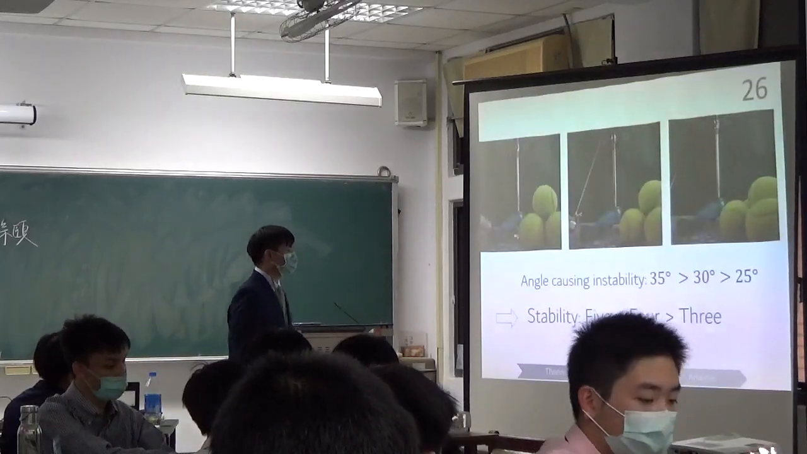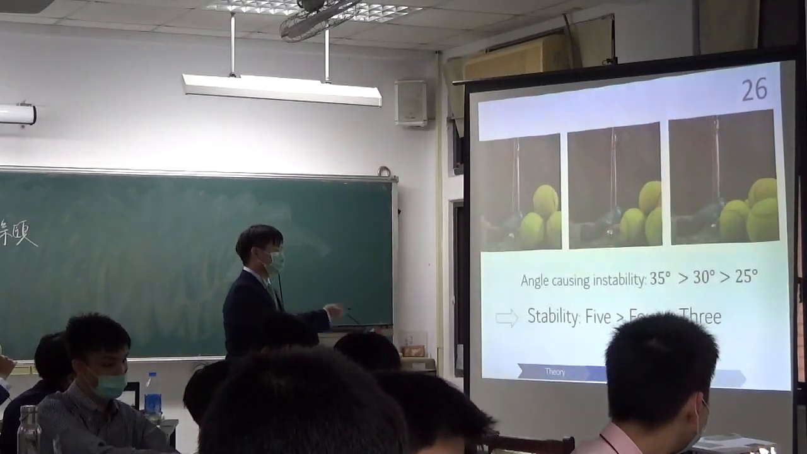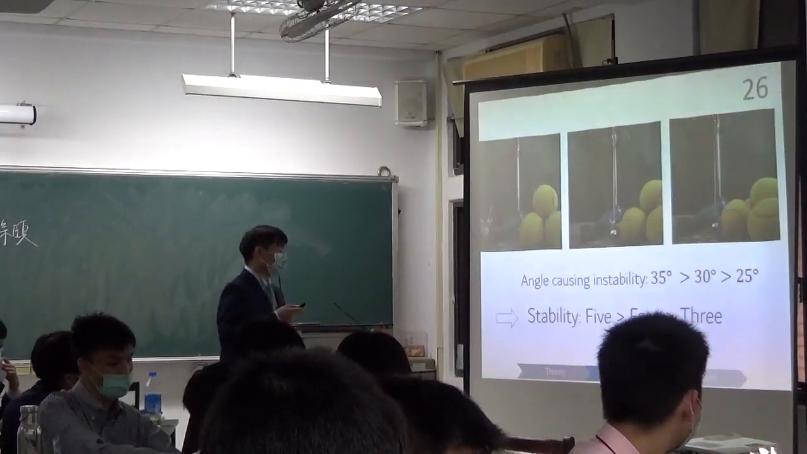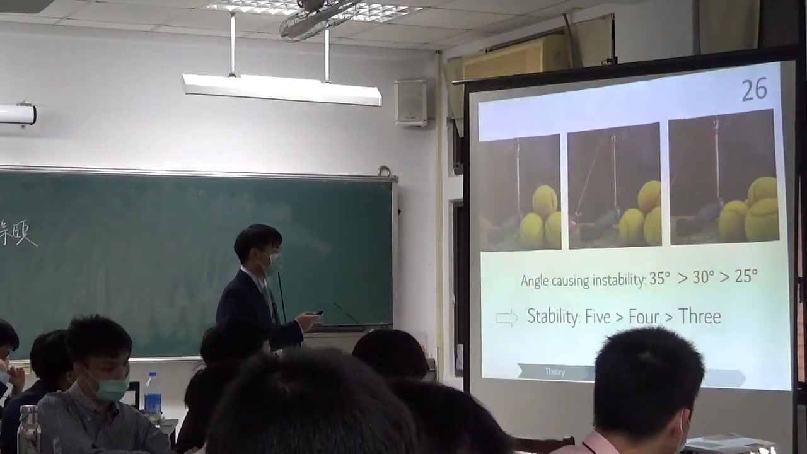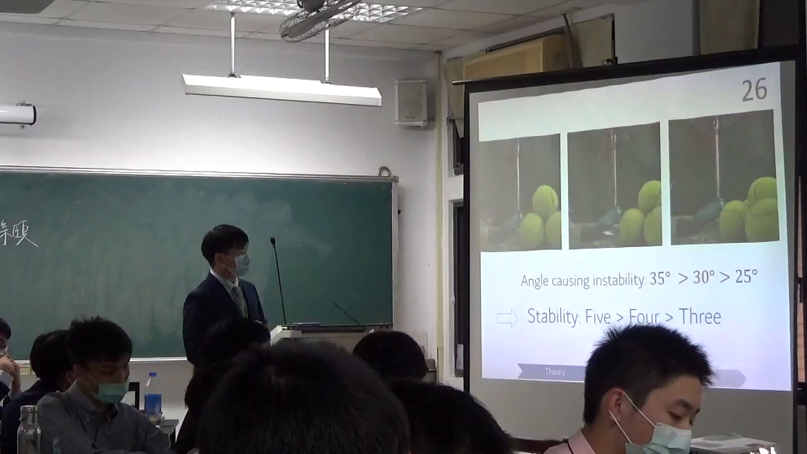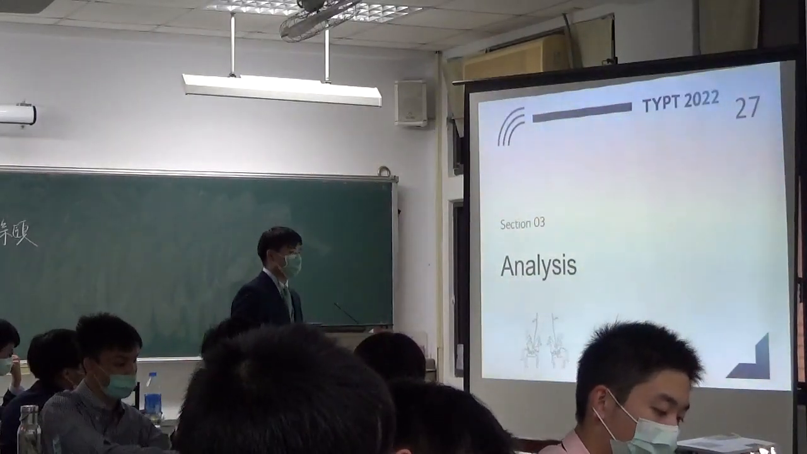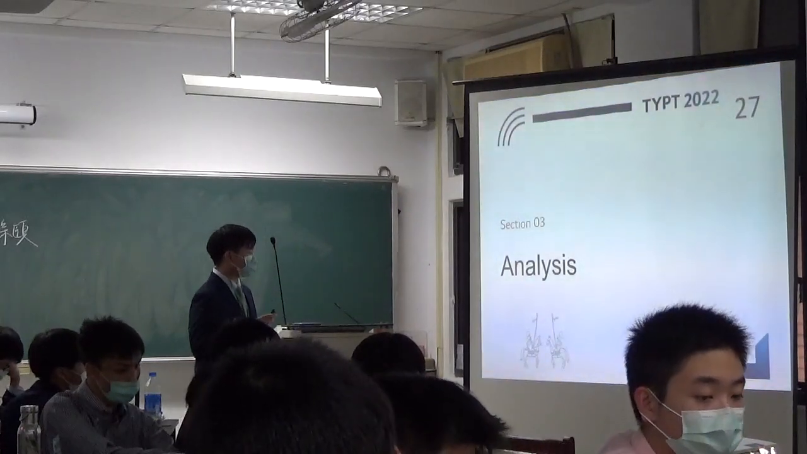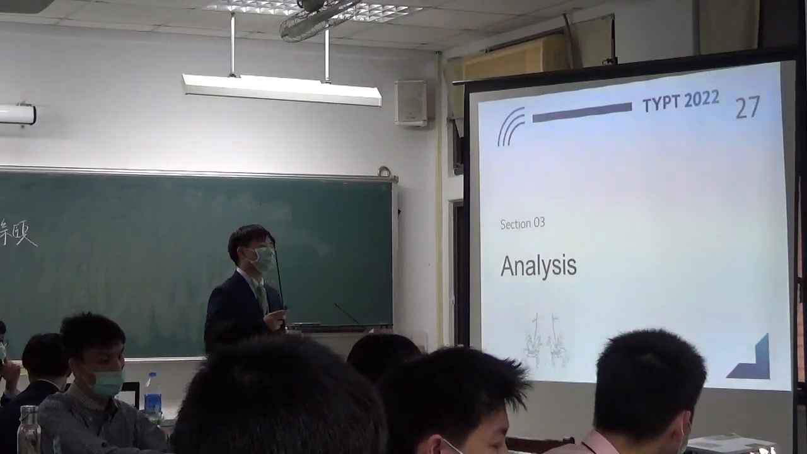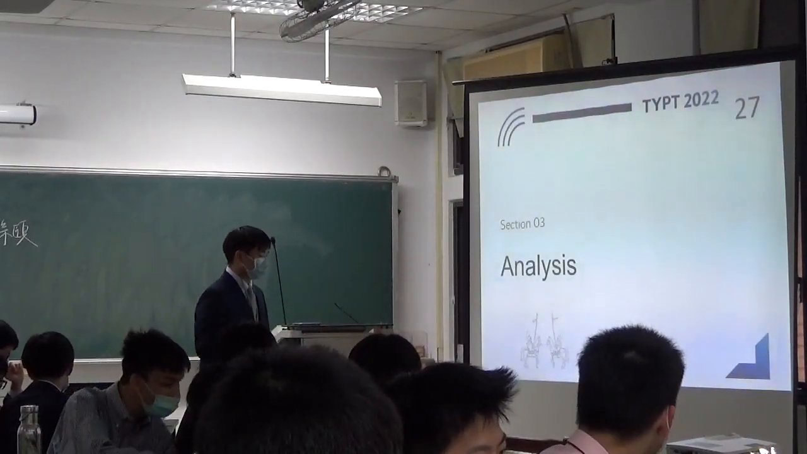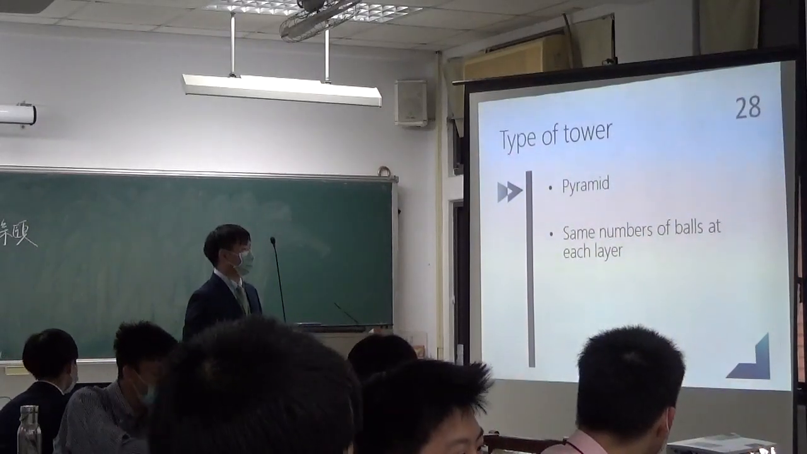So we can know the most stable tower, or basic tower, is the one with 5 balls on the bottom. And next is my analysis. In my analysis, I will analyze the force picture. So here are the types of tower I will use in my analysis.